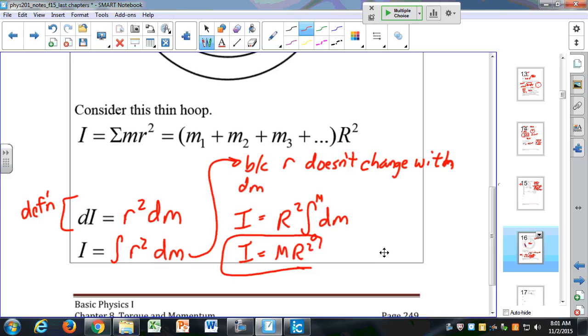So my moment of inertia for a hoop is really simple. It's simple because that integral is very easy to do, and that integral is easy to do because R doesn't change with mass, because all the little mass elements have exactly the same radius. That's not always true. In fact, it's often not true. But with the hoop, it's really simple. So when I'm adding up things, I don't have to worry about R changing. Go with me?